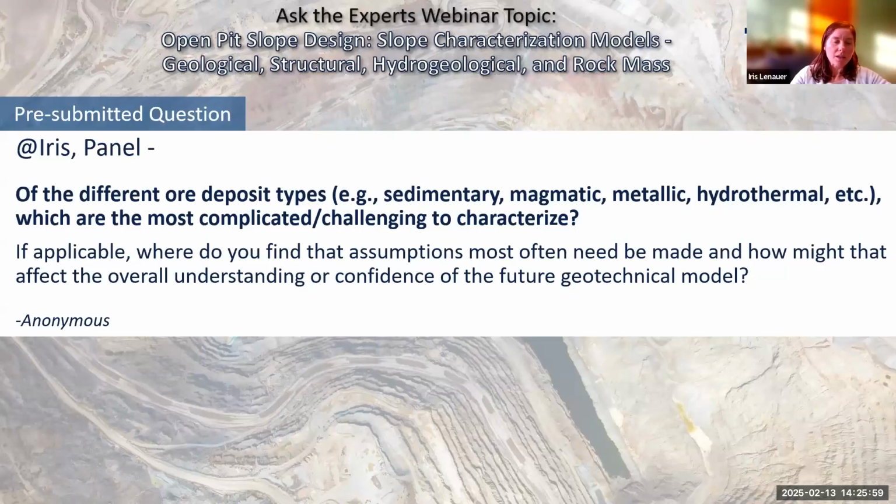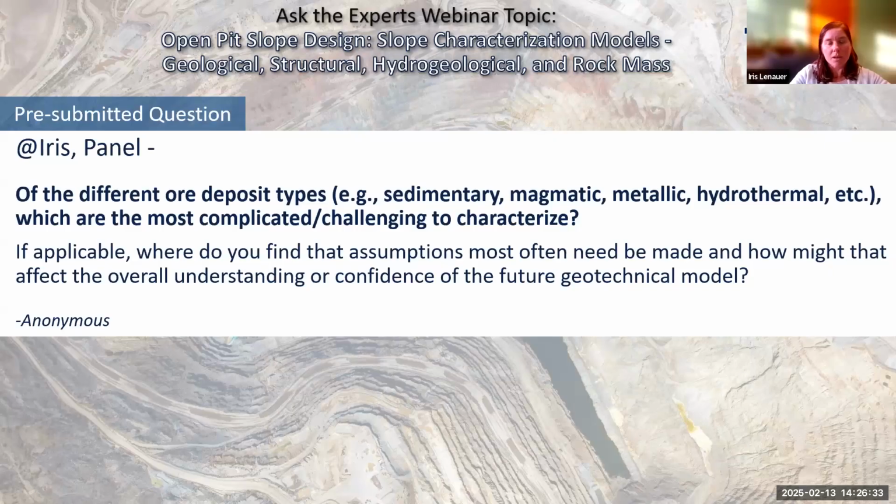And then on the other end of that spectrum is probably something like an orthomagmatic deposit, where we have one big intrusive body that doesn't change in mineralogical or composition, doesn't have an internal fabric, has very little structural overprint, little alteration. Those are much more predictable and easier to characterize.